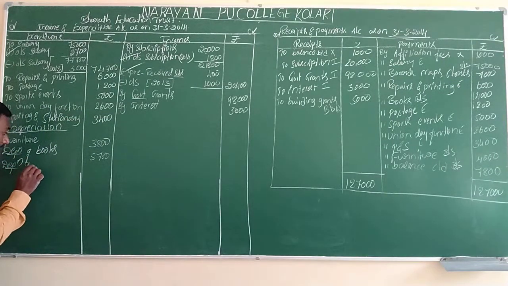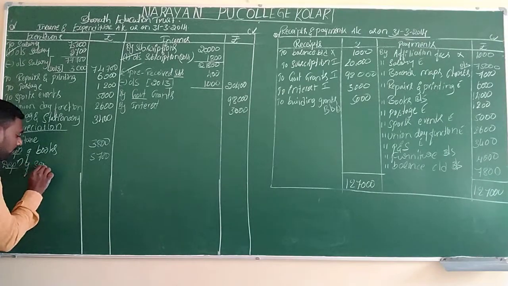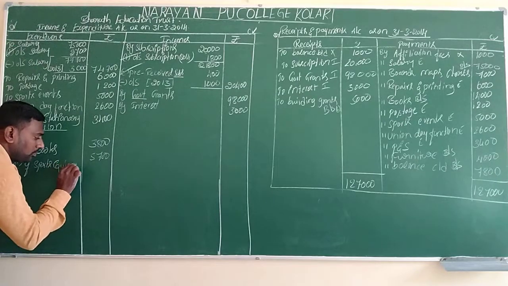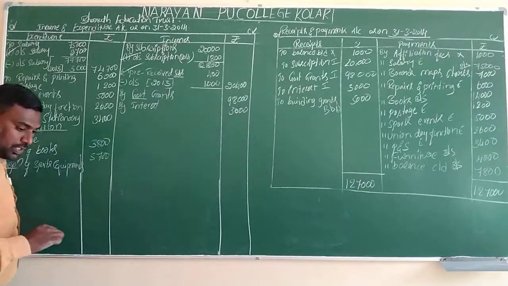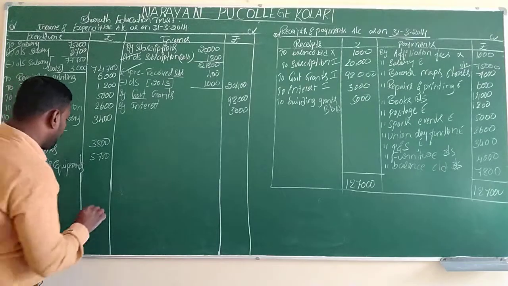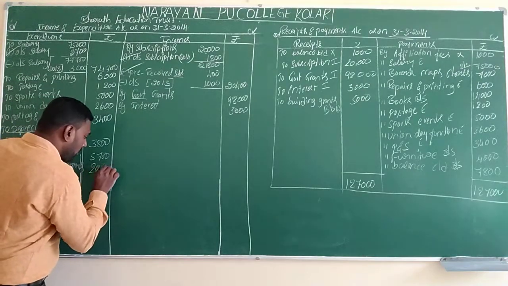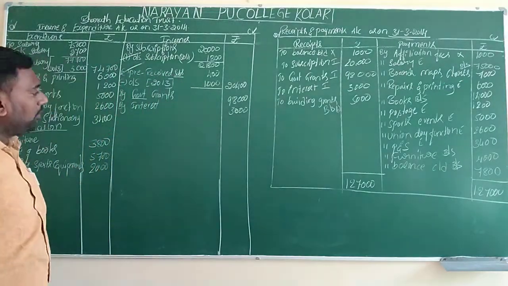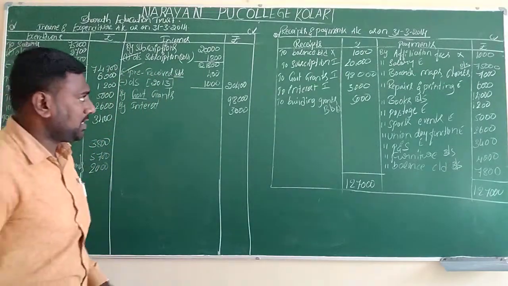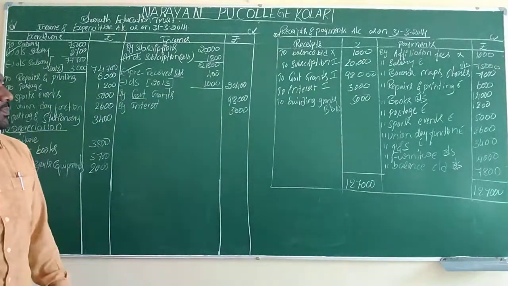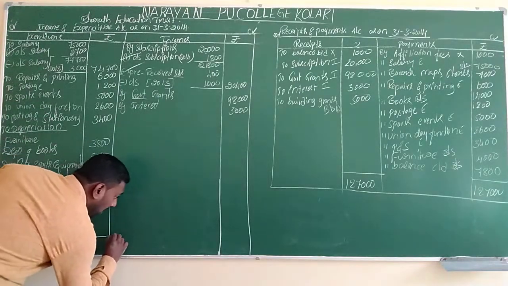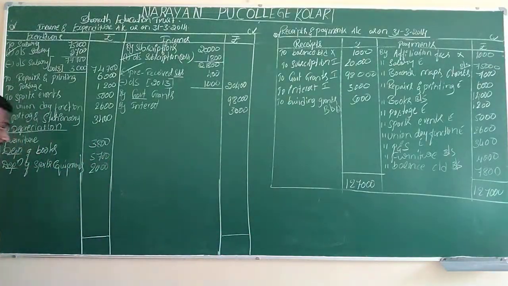Later on, depreciation of sports equipments, rupees 2,000. Now we have fulfilled all the conditions. We have recorded the transactions from the receipts and payments account, and we have recorded the transactions available in the adjustments. Now it's time to close the income and expenditure account.